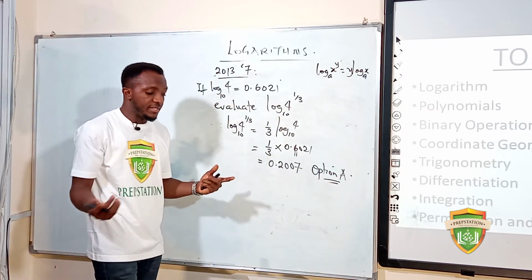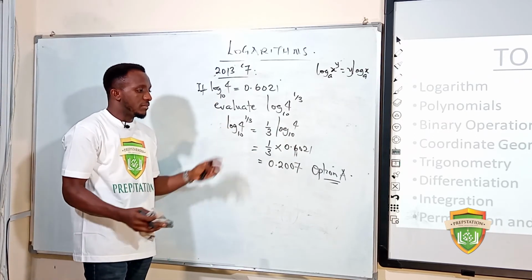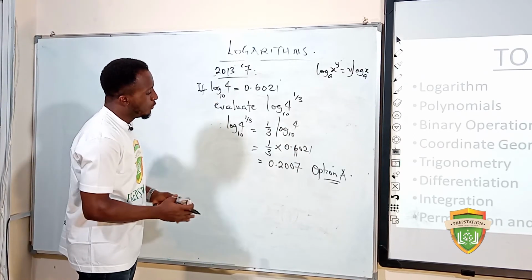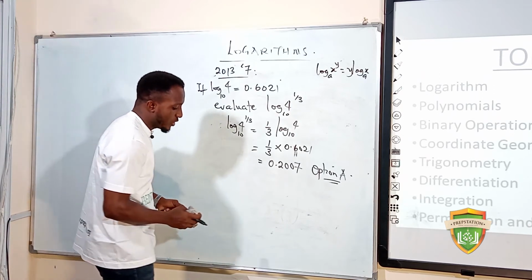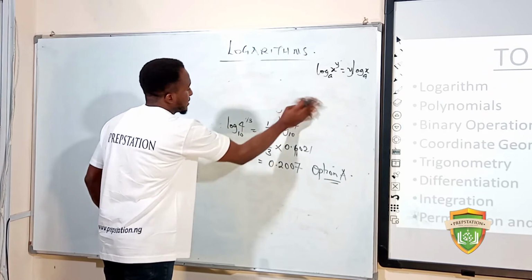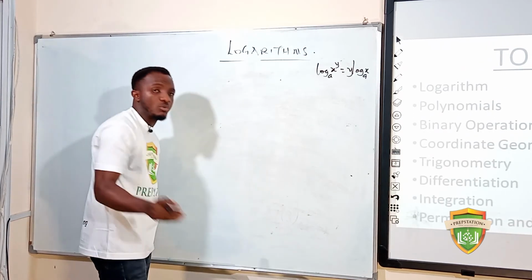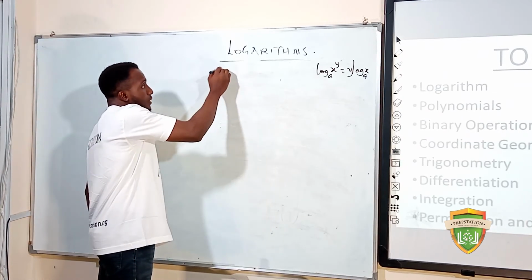So, very easy. Go over it again. Have an understanding. So we move to the next question. The next question is 2014, number 6. 2014, number 6. I hope you have your past question booklets there.